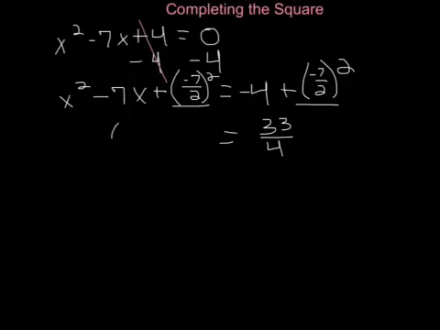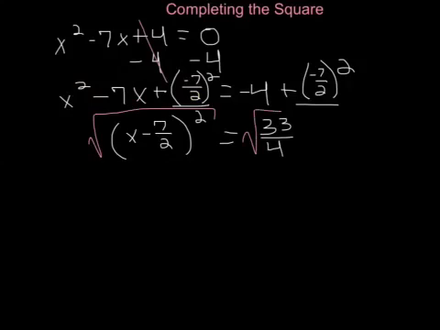On the left-hand side, we set up our binomial squared. We take one of the x's and just the negative 7 over 2. So I'm going to write it as x minus 7 over 2. And now we solve for x. So to solve for x, we take the square root of both sides.